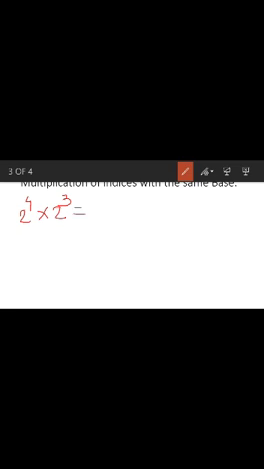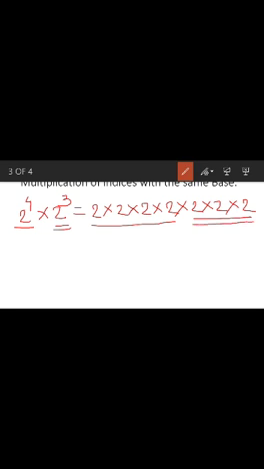Now how will it come, students? 2 raised to 4 means what? 2 multiplied by 2 multiplied by 2 multiplied by 2. This is 2 raised to 4. Okay. Now 2 raised to 3. Again 2 multiplied by 2 multiplied by 2. This is 2 raised to 3.